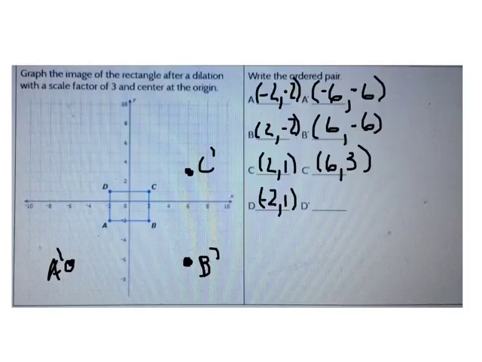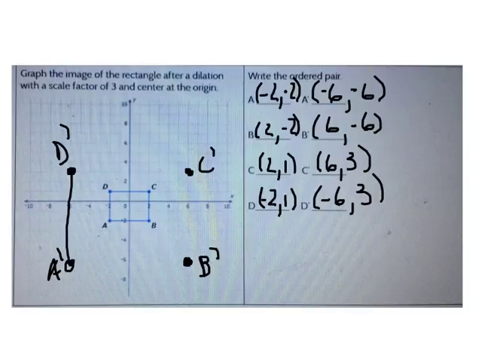What would be the ordered pair for D prime if I multiplied both the x and y coordinate by 3? It would be at -6, 3. Now I can connect my vertices to draw my dilated shape. So, to dilate a shape about the origin, I can multiply each coordinate by my scale factor.